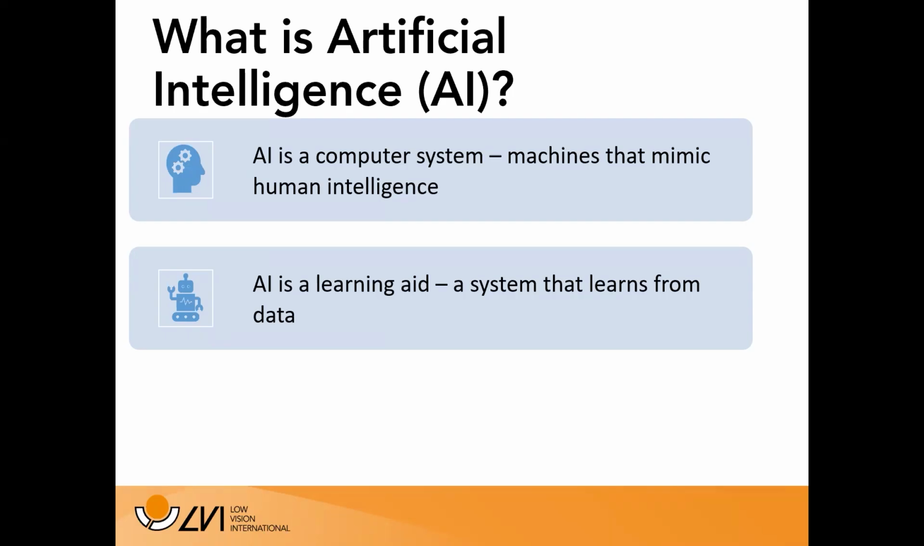AI learns by analyzing large amounts of data to identify patterns and relationships, and then uses these patterns to make predictions or decisions about new, previously unseen information, much like how humans learn from experience, but at a much faster scale and often with greater data processing capacity.